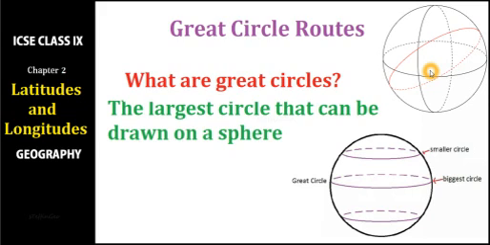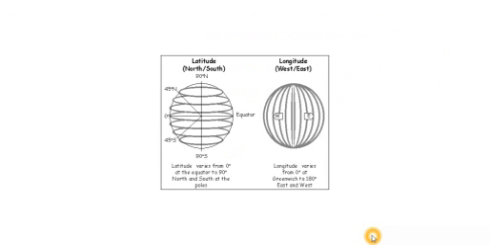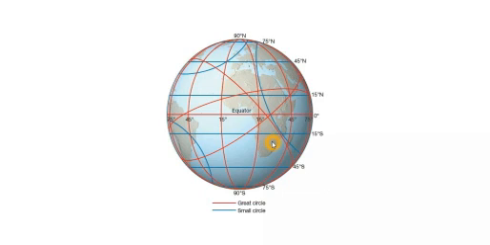But in the case of latitudes and longitudes, we have two types of lines. Latitudes are horizontal, longitudes are vertical. Among latitudes, we have only one great circle, that is the equator. But in the case of longitudes, every longitude with its opposite longitude forms a great circle. So only the equator forms a great circle among latitudes, the others are all small circles, whereas in longitude, all the opposite pairs together form a great circle.